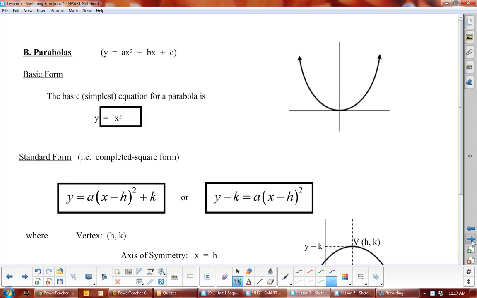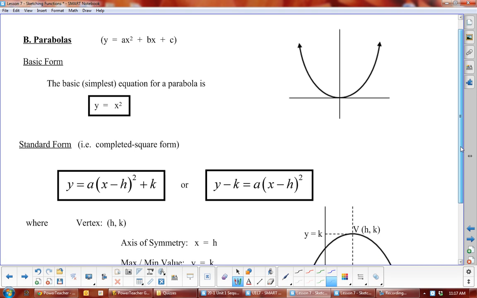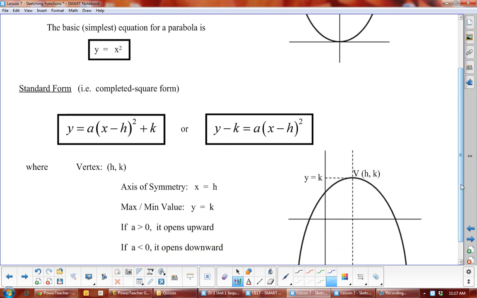Next. Now the parabola is the first, besides the line, that gets you going on graphing, but the parabola is the next level that really brings you into finding your max, your min, your axis of symmetry. If it's opening upward or opening downward, all these things come into context when you're dealing with these. Now the basic is y equals x squared.